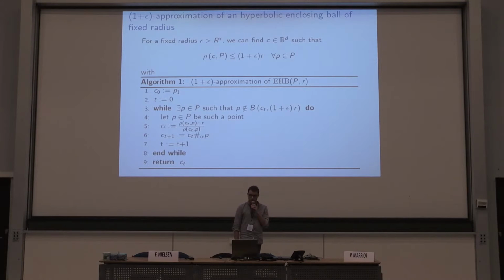Here is the algorithm for a ball with fixed radius r. Now we just change a little the first condition by searching enclosing balls of radius 1 plus epsilon times r. This is given by the following algorithm. I have a little demonstration. We start with a point, and each time we can see in P a point which does not belong in the ball with center C and radius 1 plus epsilon times r, we move towards this point until the ball of radius r touches this point. We continue until there are no more points lying outside the ball.